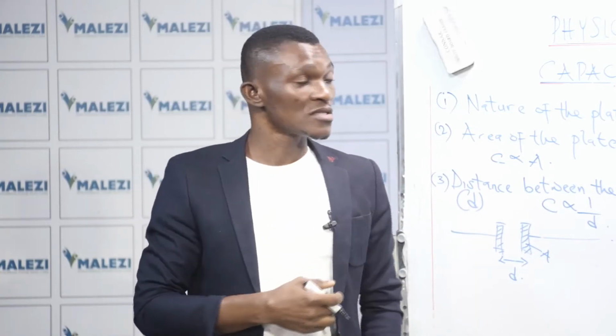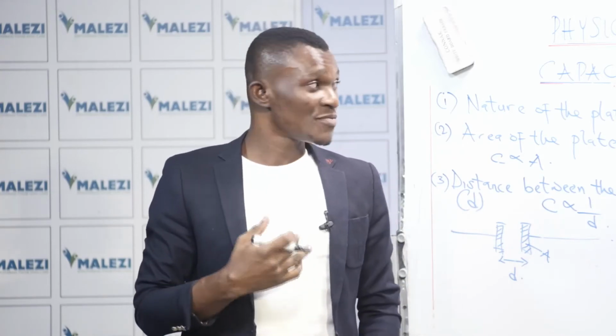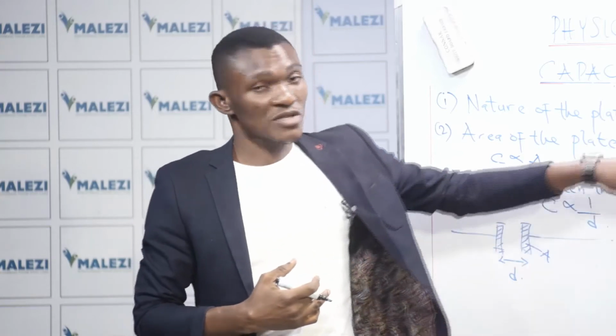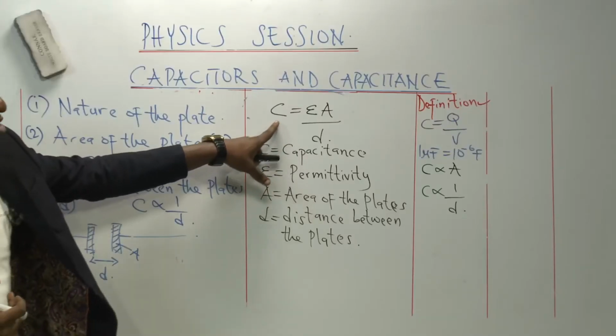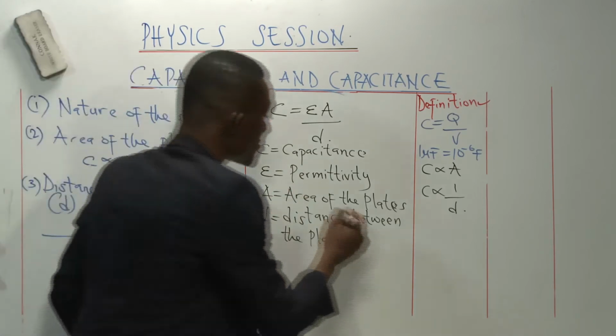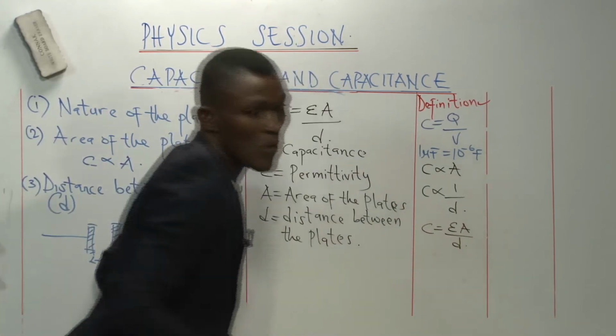The question on this topic has been coming out for the past 4 or 5 years now. WAEC has been repeating questions on this topic. In 2017, they even brought out a question in the theory section that relates to this formula. We are going to treat all those questions. Just stick with me. So I said that C is equal to EA over D.